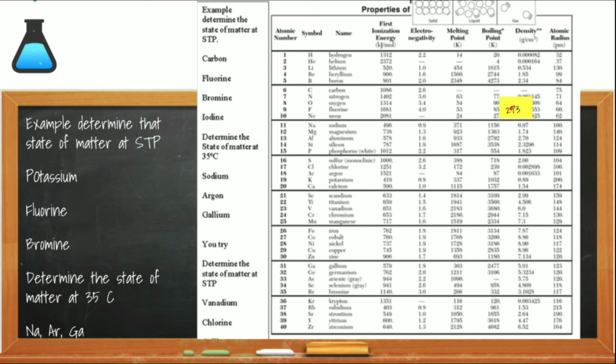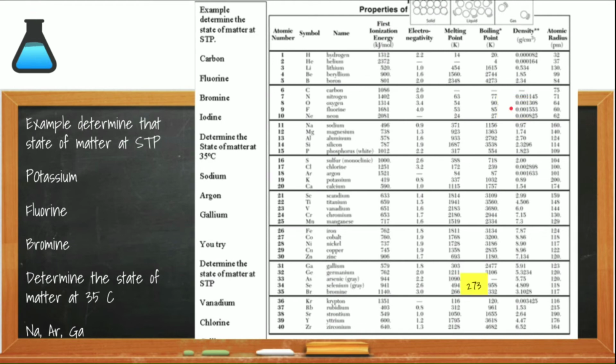Now let's try bromine. Bromine is element number 35. When we look at bromine, its melting point is 266 and its boiling point is 332. The number 273 falls between these values. So when it falls between, you will have a liquid.